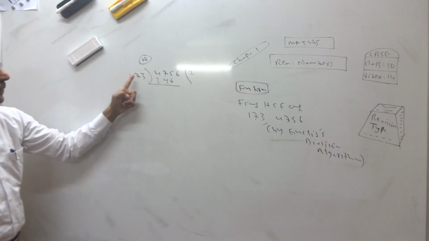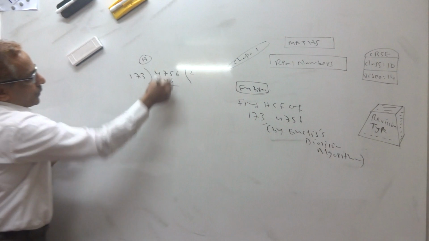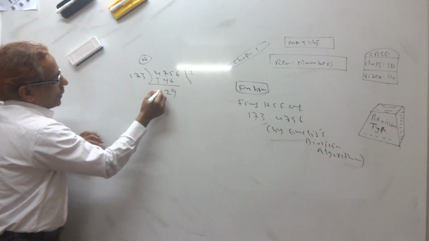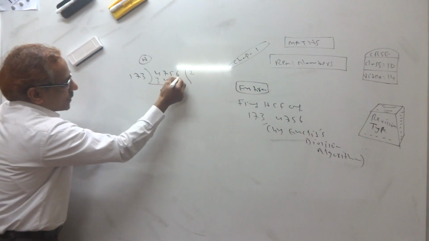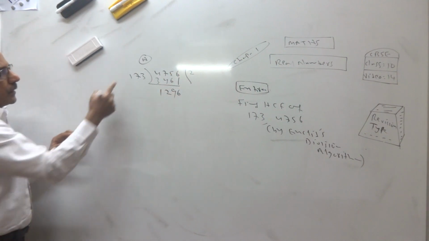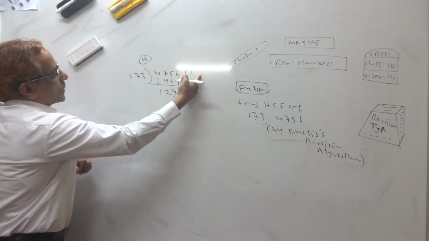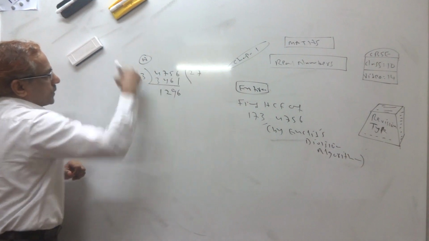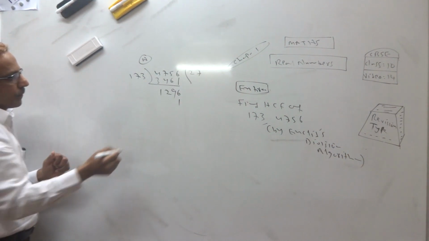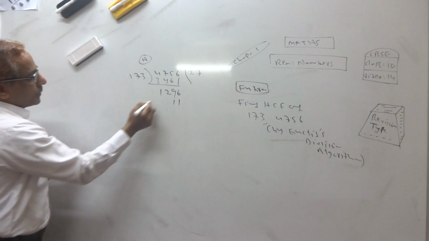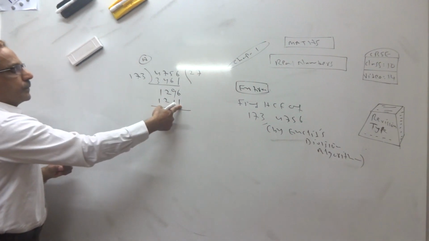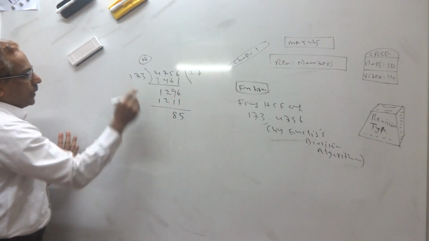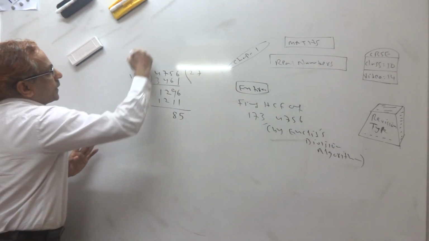2 3s are 6. 15 minus 6, 9. 6 minus 4, 2. Yes, this is left. Then I should write 6 from here. Correct? Then I should check now 173, how many times? 7 times I can take. 7 into this. So 6 minus 1, 5, 9 minus 1, 8. That's all. Now you can write 173 here.